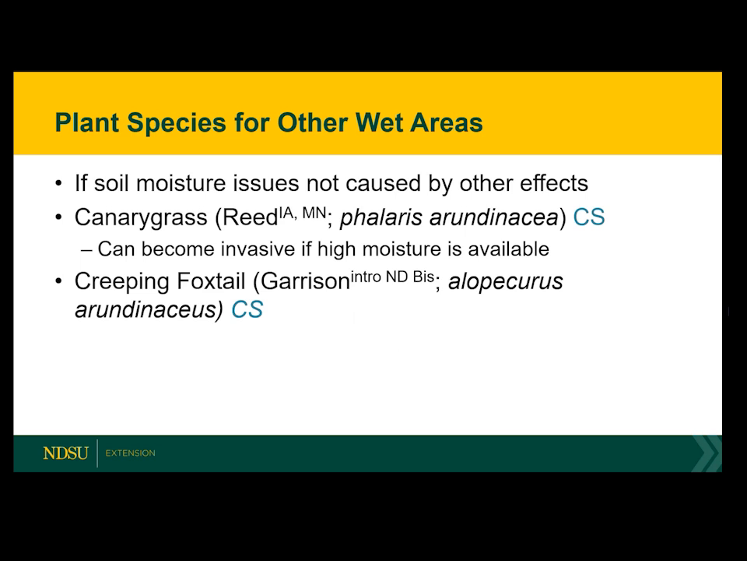I put these on a separate slide because canary grass and could be foxtail. So canary grass, if it has a lot of water, high moisture, it can actually become a little bit invasive, but it's native to Iowa and Minnesota. You can get the Reed variety. If you have high area, it could be susceptible if it gets a lot of moisture. You're having those flooded areas flooded year round. You can actually get a pretty good growth going. It can eventually become a little bit invasive if you're butting up to a pasture, not necessarily an ag field. Same with the creeping foxtail.